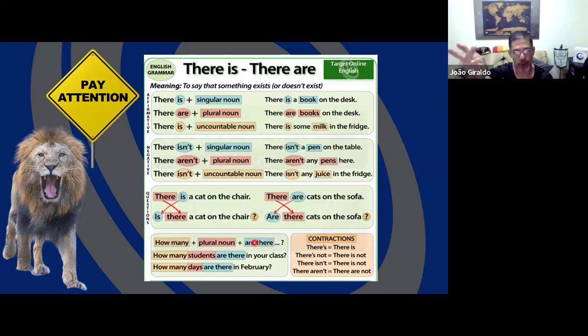Am I João? Simple. There is a boy in my house. The negative. There is not a boy in my house. The interrogative. Is there a boy in my house? Simple. Only invert the situation. Equal for plural. There are cars in the street. The negative. There aren't cars on the street. The interrogative. Are there cars on the street? Simply positions of the verb to be.